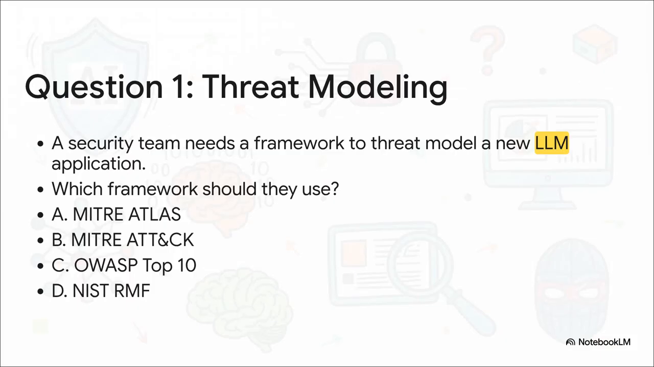You've got a security team, and they're threat modeling a brand new LLM application. They need a framework, one that specifically catalogs all those nasty adversarial behaviors you see against AI and machine learning systems. So, which one should they use? Is it A, MITRE Atlas, B, MITRE ATT&CK, C, the OWASP Top 10 for web applications, or D, the NIST Risk Management Framework, also known as the RMF? Go ahead, take a second, lock in your answer.